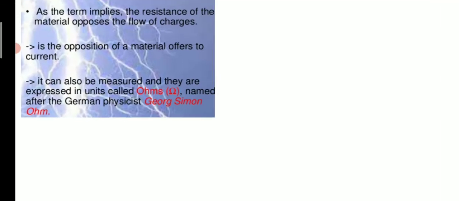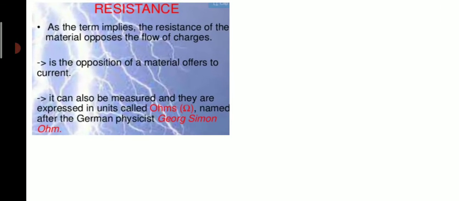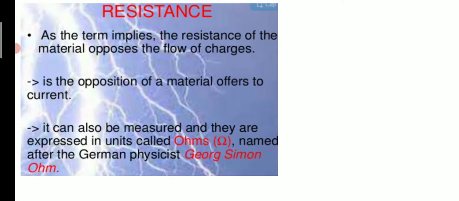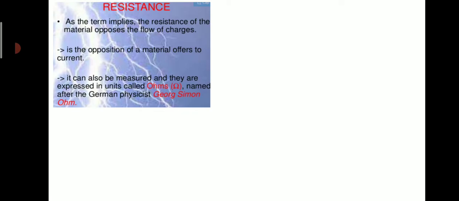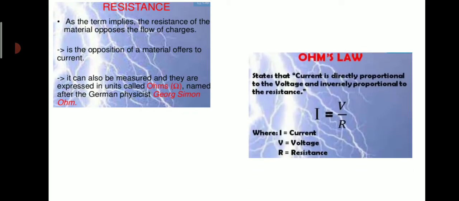What is resistance? As the term implies, the resistance of a material opposes the flow of charges. It is the opposition a material offers to the current. It can also be measured and is expressed in the unit called ohm, named after German physicist Ohm. So, Ohm is another scientist in the field of electrical engineering.